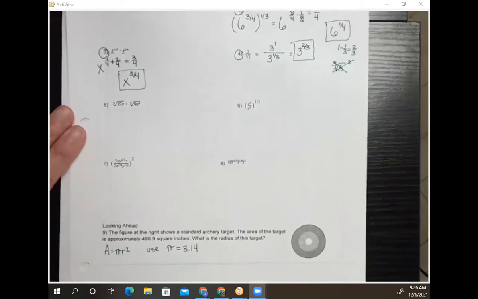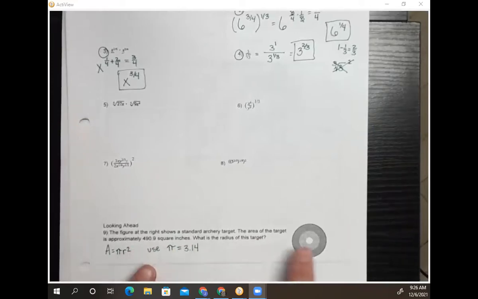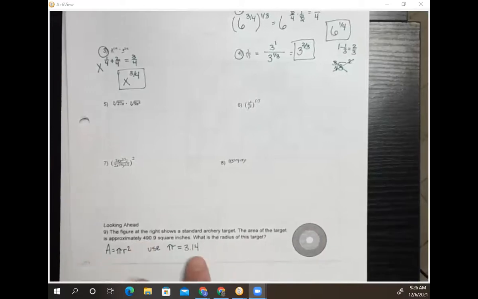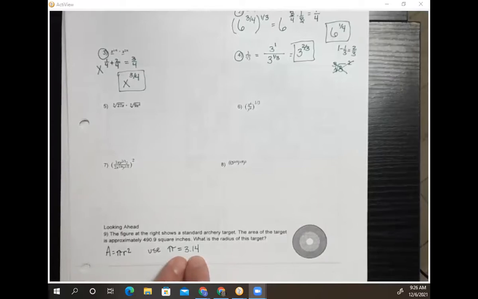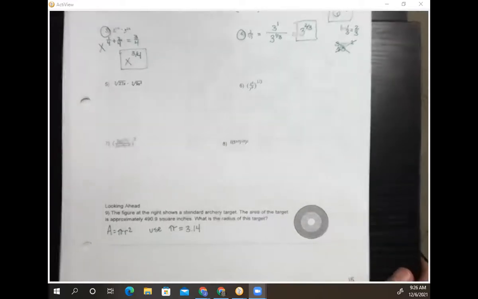For number 9 down at the bottom, this is a preview of what we're going to take a look at next, some of the steps that you need to do here. They give you the area of this circle, and they want to know the radius. Just as a reminder, area of a circle is pi r squared. Use 3.14 for pi. I know you have that key on your calculator that gives you more decimal places, but you can just use 3.14 there. Okay, so finish up the remaining problems on pages 14 and 15.